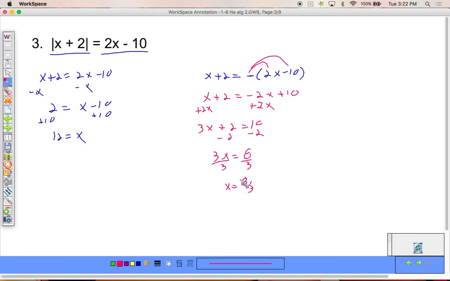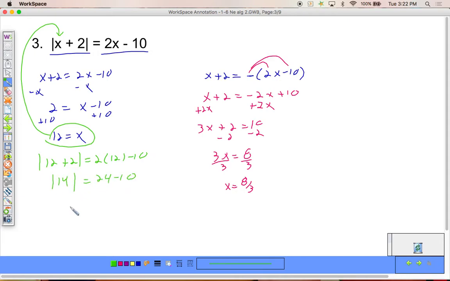So I get 12 and 8/3. Now I'm going to check. Absolute value of 12 plus 2 equals 2 times 12 minus 10. Absolute value of 14 equals 24 minus 10. 14 equals 14. As I go through this, if I'm going fast, pause it. Give yourself some time. All right, the next one.